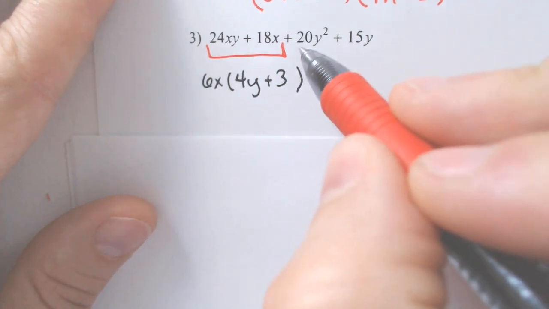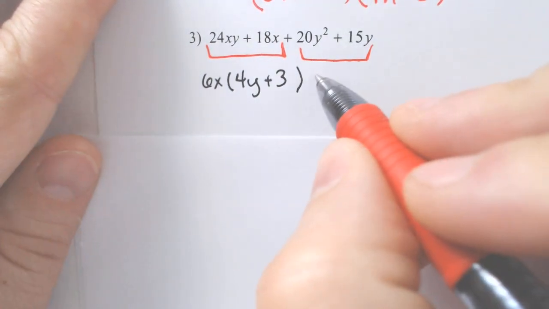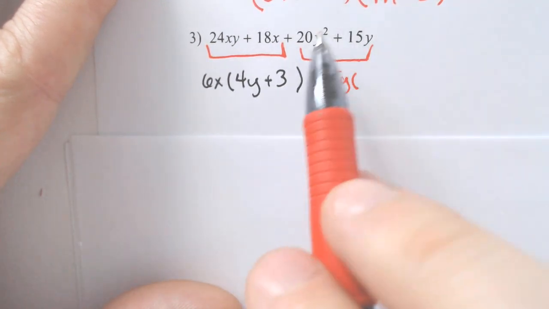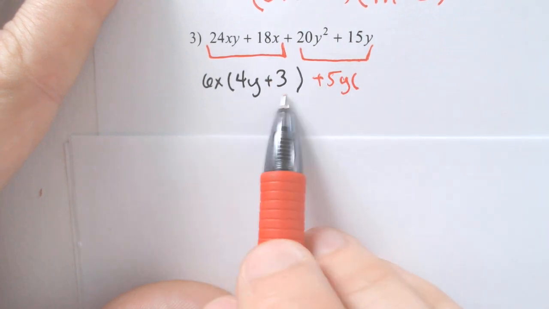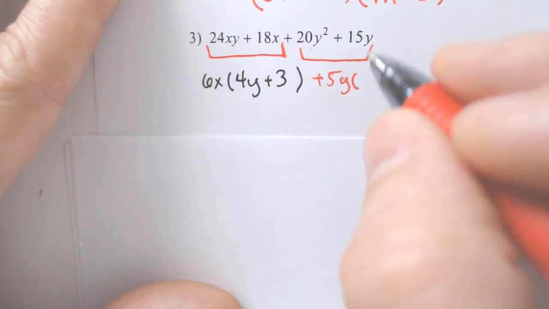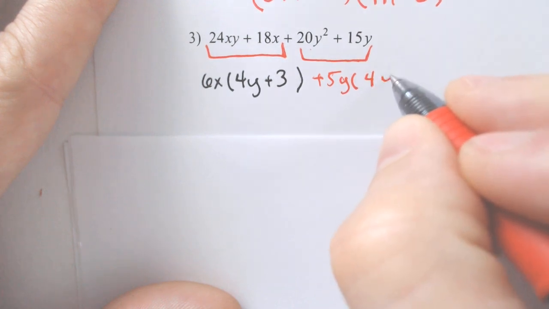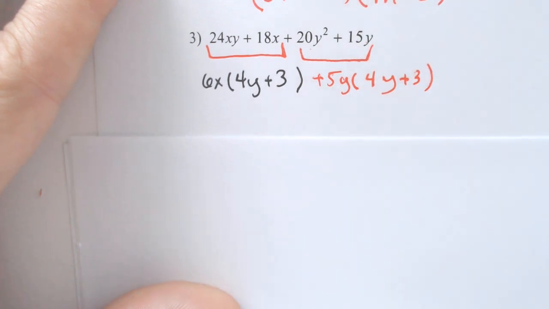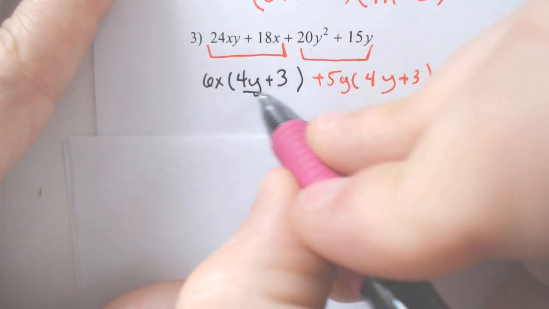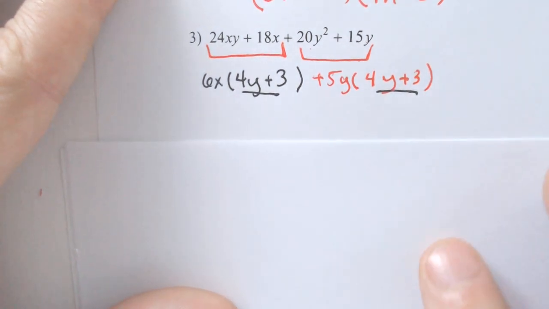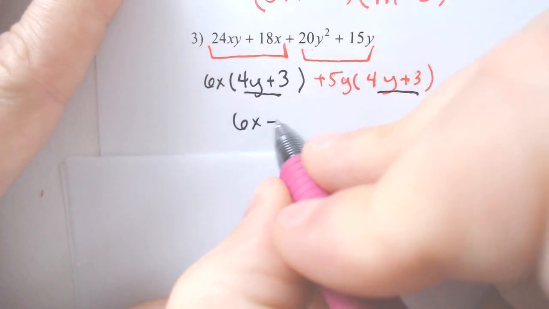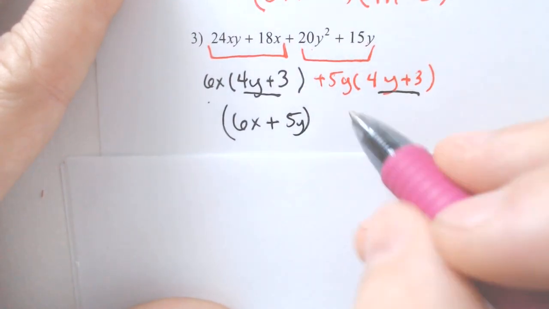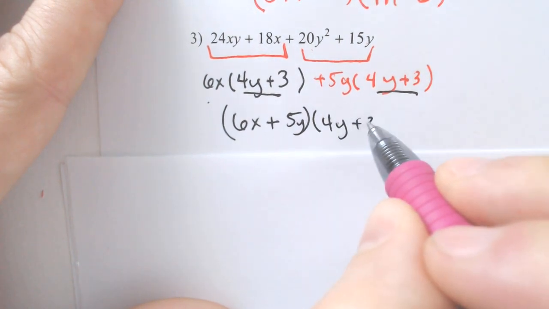And then over here, you can divide both of these by a 5y, and it would have to be a positive 5y for them to really kind of seem like it's going to make a 4y plus 3. If we divide 20 by 5, you end up with 4. And take away a y. If you divide 15 by 5, you end up with 3, and you take away a y. And lo and behold, 4y plus 3, that is one factor. The other factor would be the part in front, the 6x plus 5y, and then the 4y plus 3.